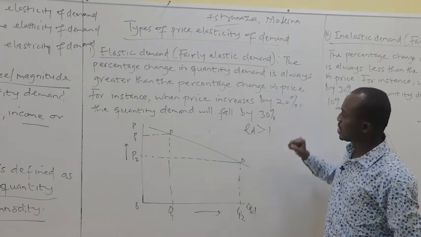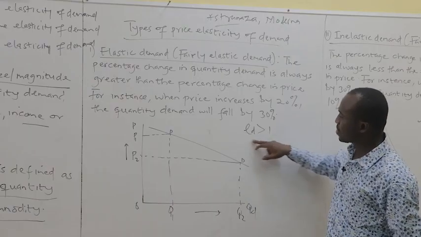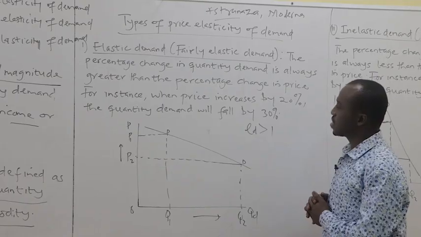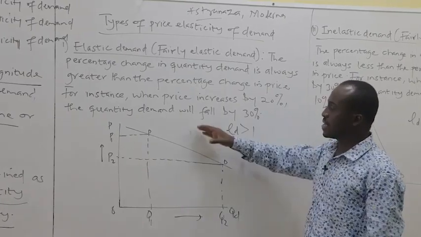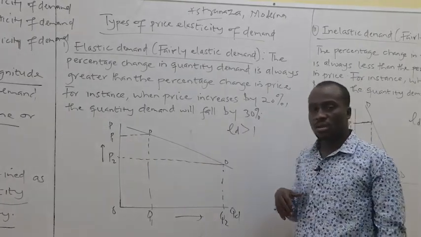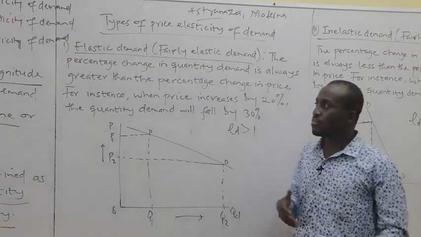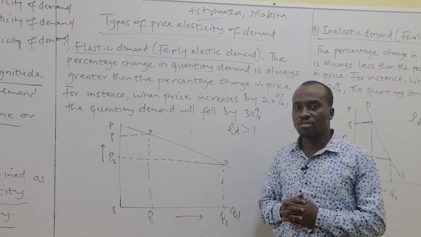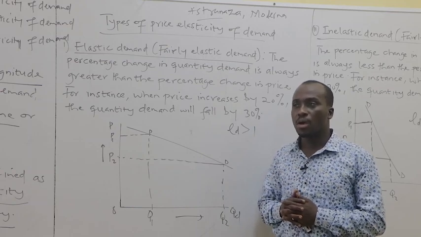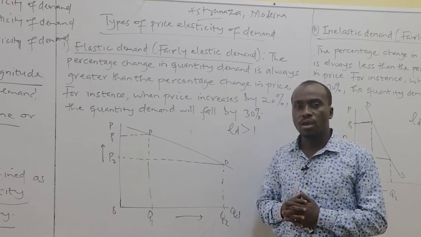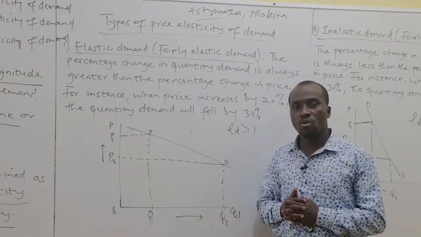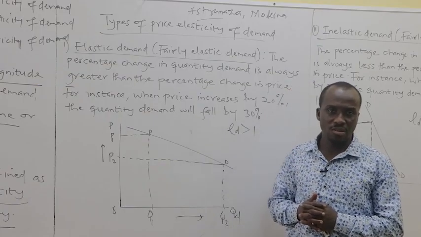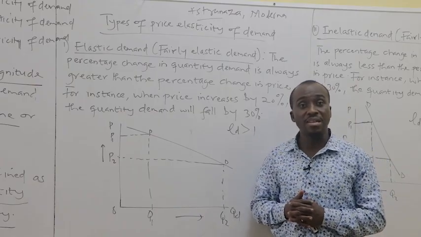With elastic demand, the elasticity is always greater than 1. For instance, when the price increases by 20%, the quantity demanded will fall by 30%. That means the commodity is very sensitive to changes in price. In Ghana, for instance, we have Coke and Pepsi. About 4 or 5 years ago, the price of Coke increased from 1 cedi to 1 cedi 20 pesewas, while the price of Pepsi remained the same.